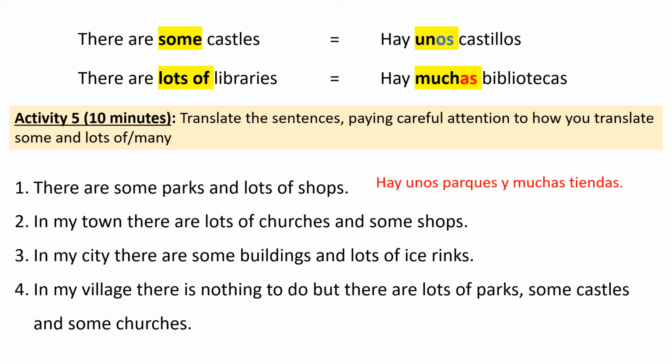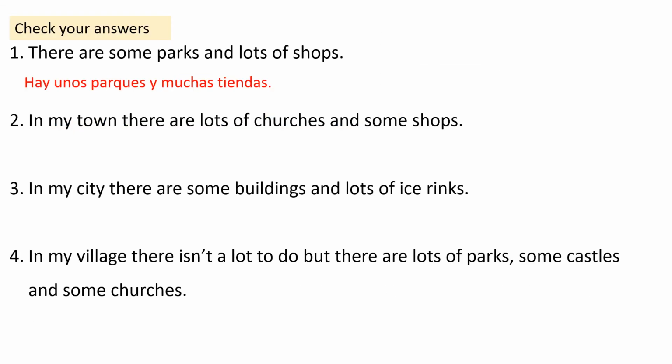Fantástico, chicos. Let us go over the answers now. So, as you know, we already did number 1. Let's move on to número 2. En mi pueblo hay muchas iglesias y unas tiendas. So, we've used muchas before iglesias because it's feminine. And "some shops" is unas tiendas. Unas because tiendas is feminine. We knew that one from question 1. We knew that it was feminine.